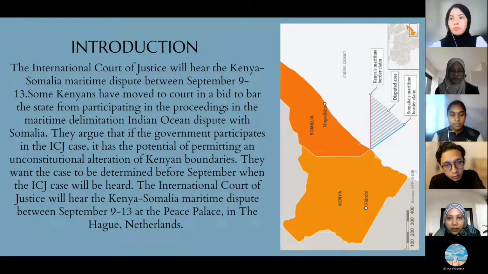The International Court of Justice will hear the Kenya versus Somalia maritime dispute from September 9 to 13 September. Some Kenyans have moved the court in a bid to bar the state from participating in the proceeding in the maritime delimitation in the Indian Ocean dispute with Somalia. They argue that if the government participates in the ICJ case, it has the potential of committing an unconstitutional alteration of Kenyan boundaries. They want the case to be determined before September when the ICJ case will be heard.